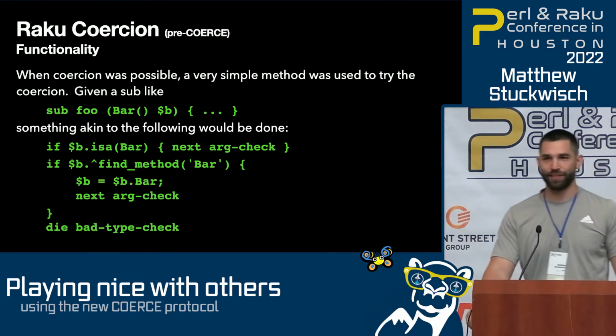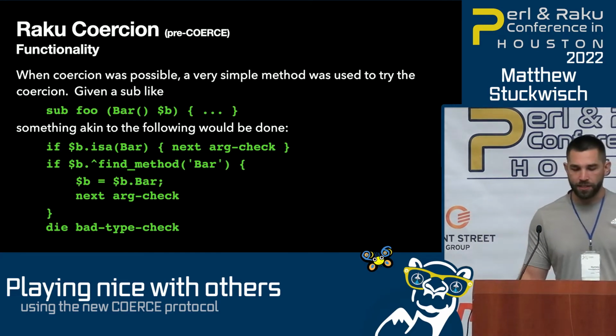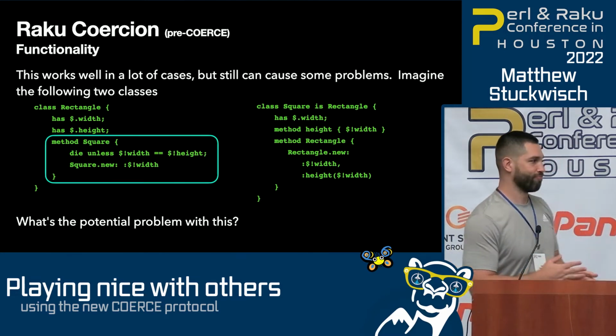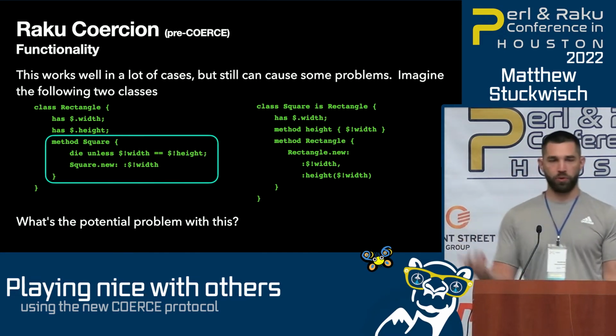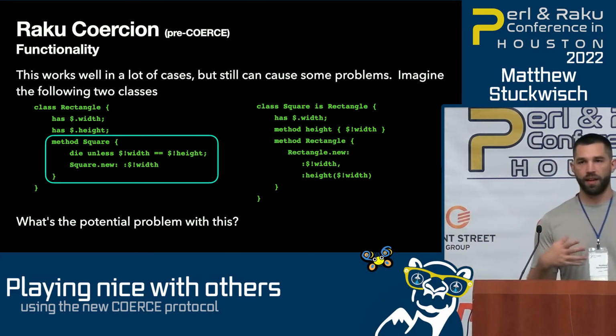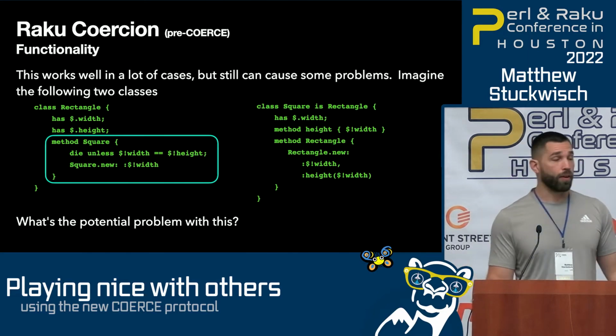That was sort of it. And that was kind of nice, but it can cause some problems. So think about square and rectangles, okay? We should be able to coerce between both of those, right? I mean, just like we can coerce between an int and a num or an int and a rat, and sometimes the coercion will fail. I mean, that's perfectly fine, right?